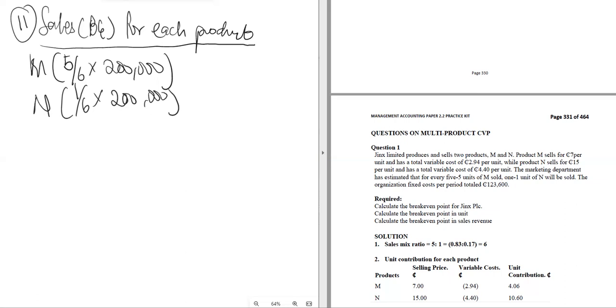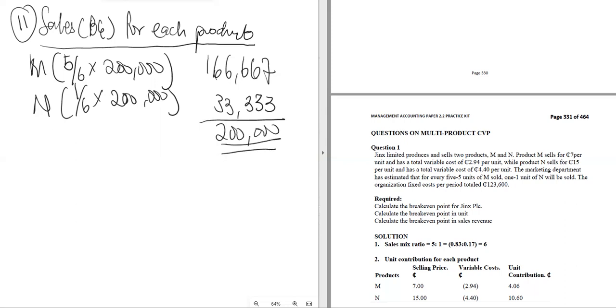So you see, when I multiply, I get 166,667, and then this one, 1/6 by 200,000, gives me 33,333. Okay, so when we add, we are still getting 200,000. But this is not the end, as we want to get the units that should be sold.